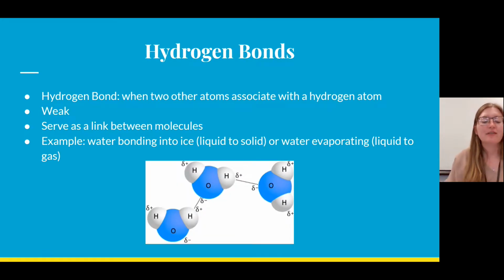Hydrogen bonds occur when 2 other atoms, usually oxygen or nitrogen, associate with a hydrogen atom. Hydrogen bonds are weak and cannot bind atoms into molecules. They serve as links between molecules. They provide strength and help determine the three-dimensional shape of large molecules. For example, neighboring water molecules bonding to form ice.